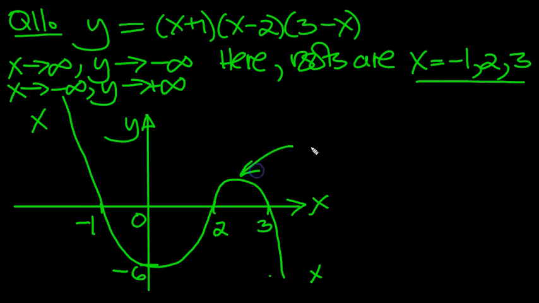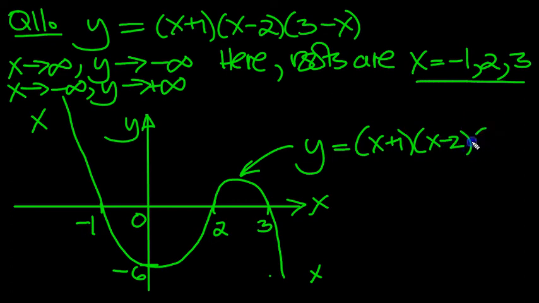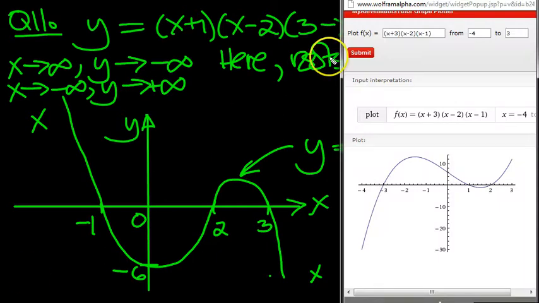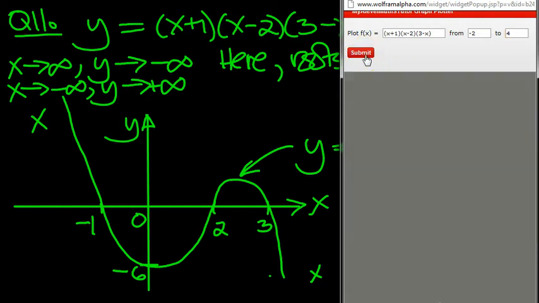Label the curve then. y equals (x plus 1)(x minus 2)(3 minus x). Let's put it in the plotter just to check that we're on the right track here. So we want to type in x plus 1, close bracket, x minus 2, and then we want 3 minus x, isn't it? So let's put that in, and typing it in correctly helps, of course, like so. We'll go from minus 2, just below the minus 1. The biggest root is 3, so if we just go past that to 4, say, we'll have a look at the curve, see if we've got it about right.